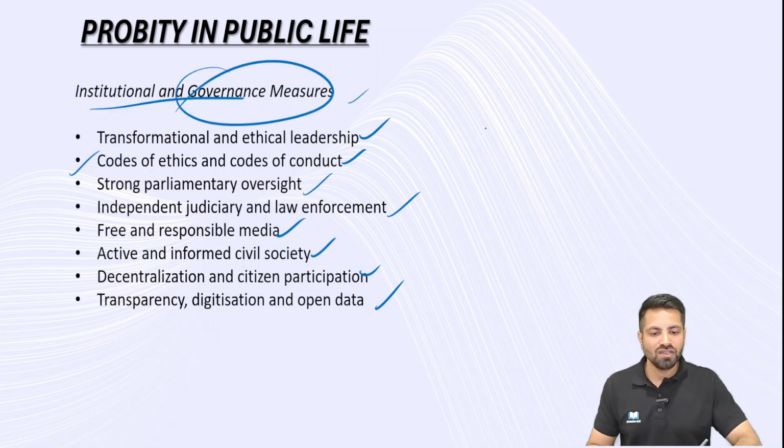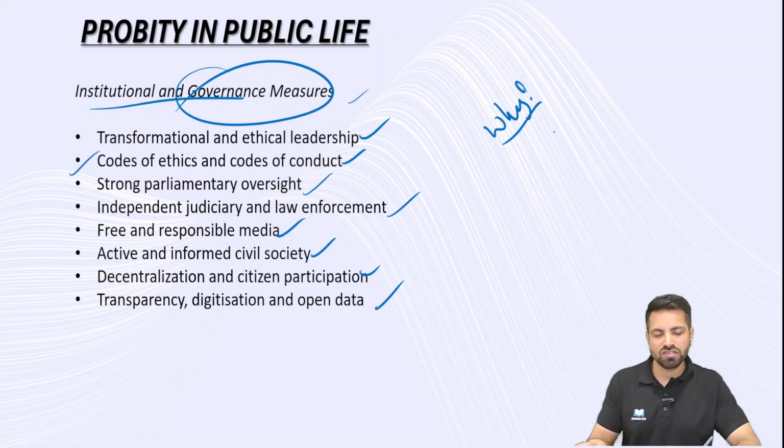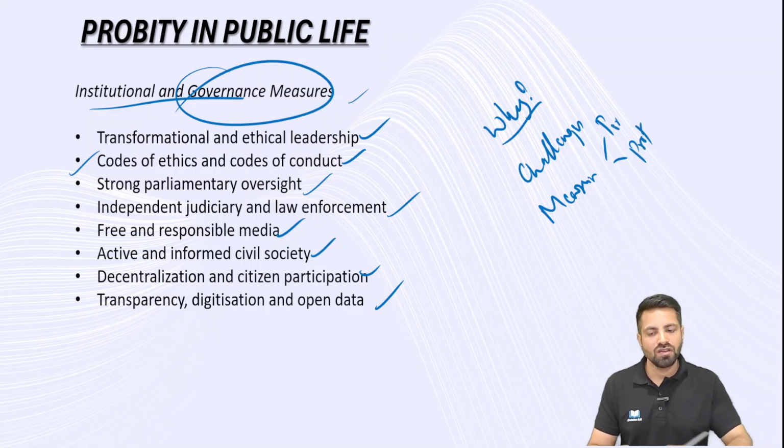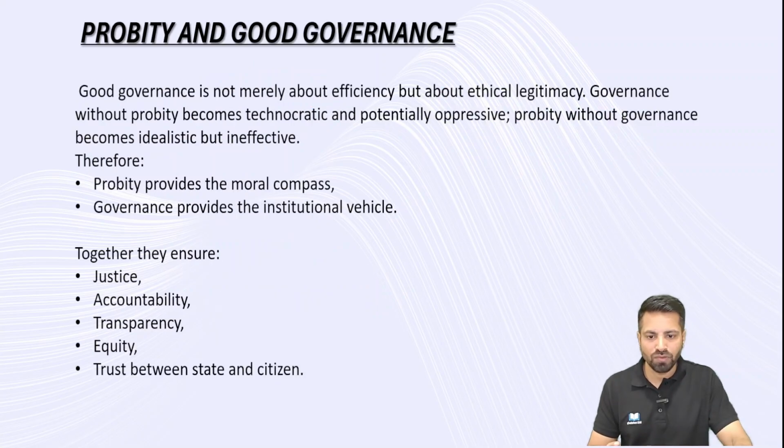So initially we saw why we need probity. Then we saw that if there is no probity, public justice, public trust, social justice, all these things are going to be impacted. Then we saw what the challenges and difficulties are. Then we saw what the measures are, at the personal level and the professional level. So this is with respect to probity.